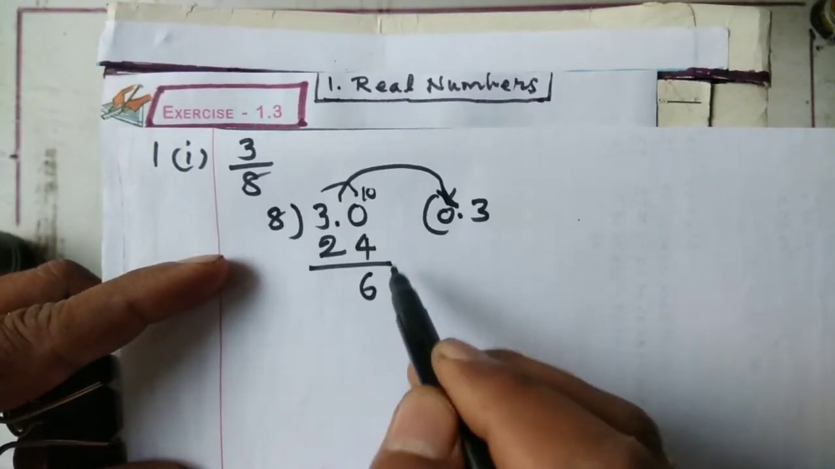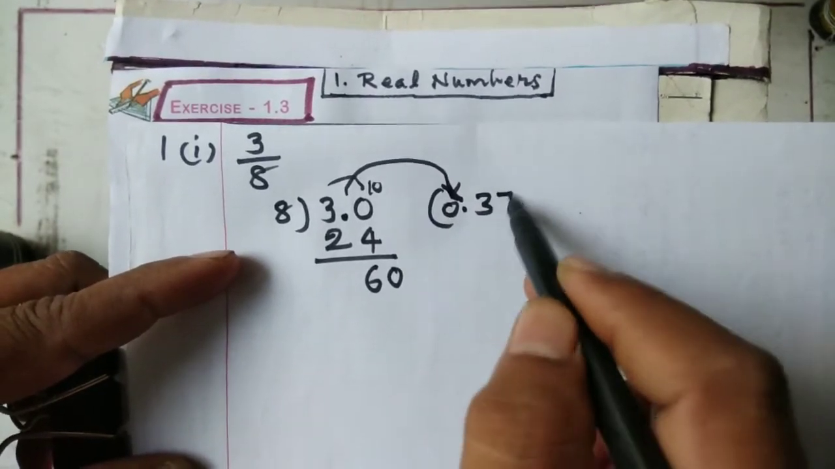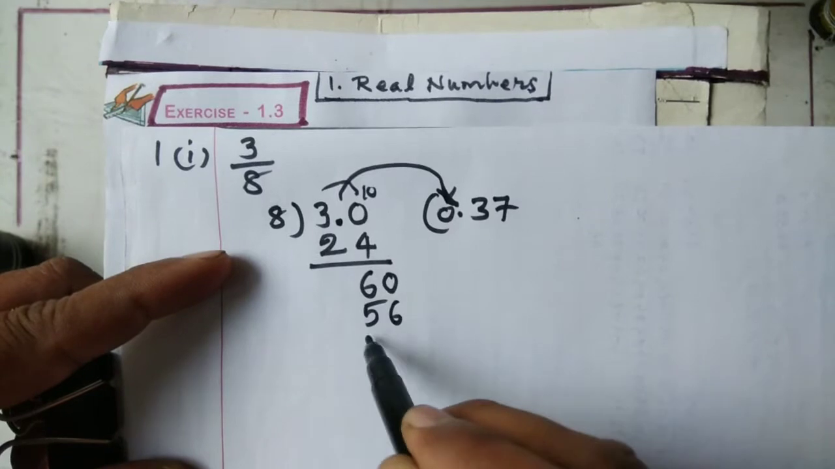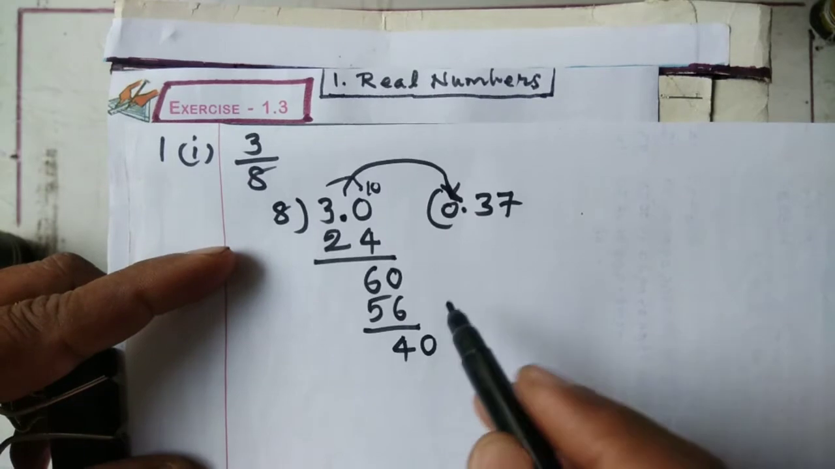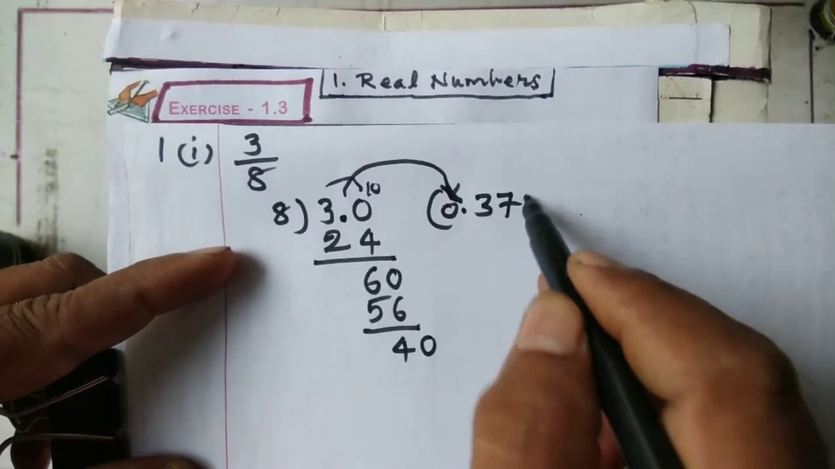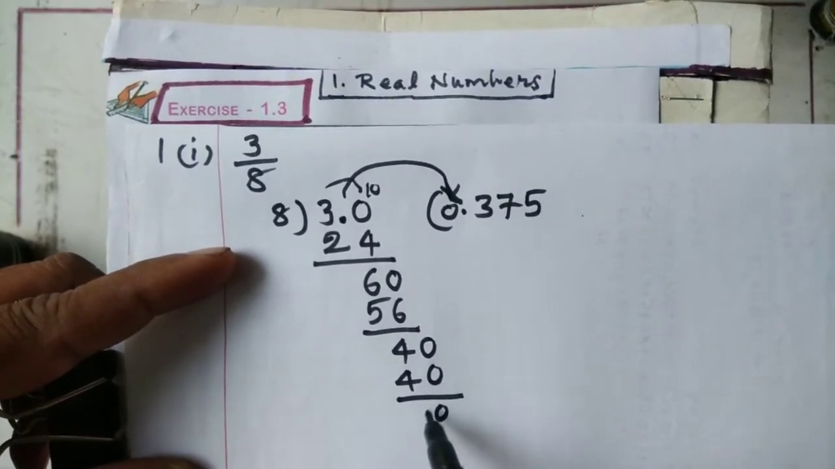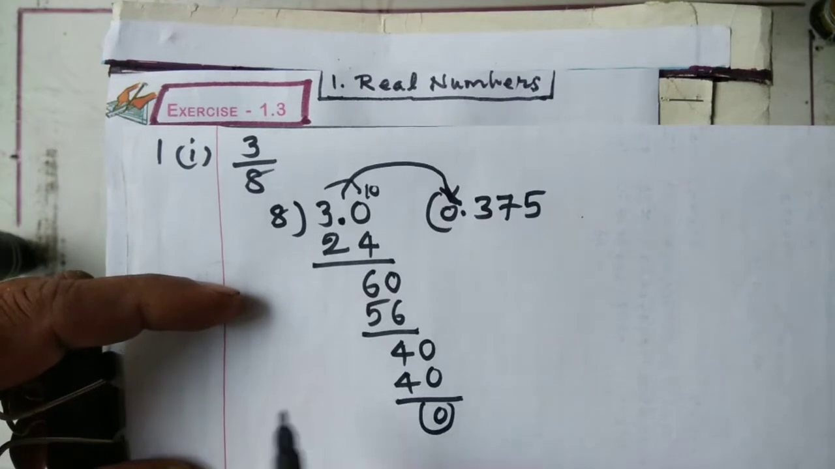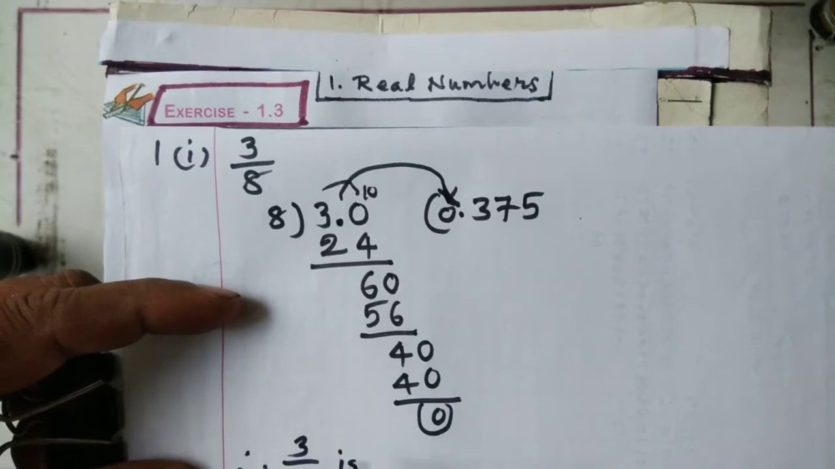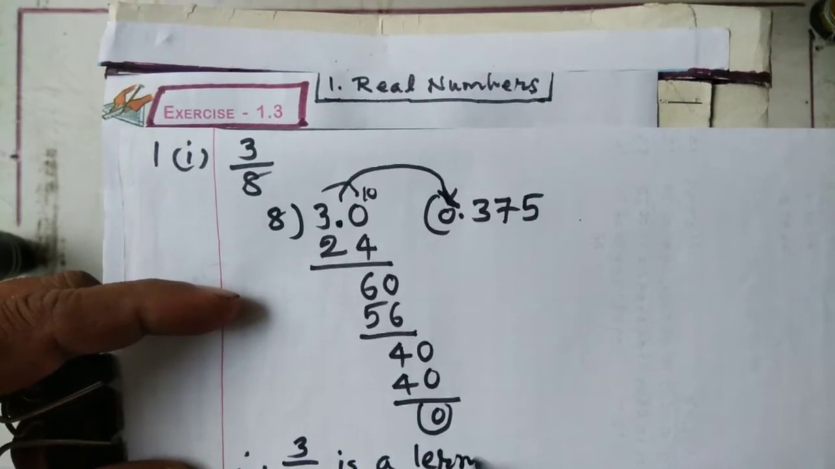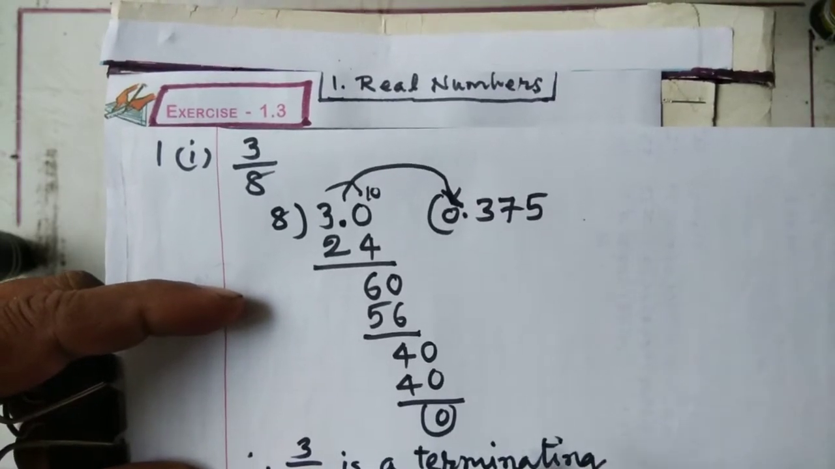Every time we have to bring down 1 0 if there is a decimal point. 8 7s are 56. 4. Now we can bring down 1 0. 8 5s are 40. So we got 0 as remainder. Therefore, 3 by 8 is a terminating decimal.